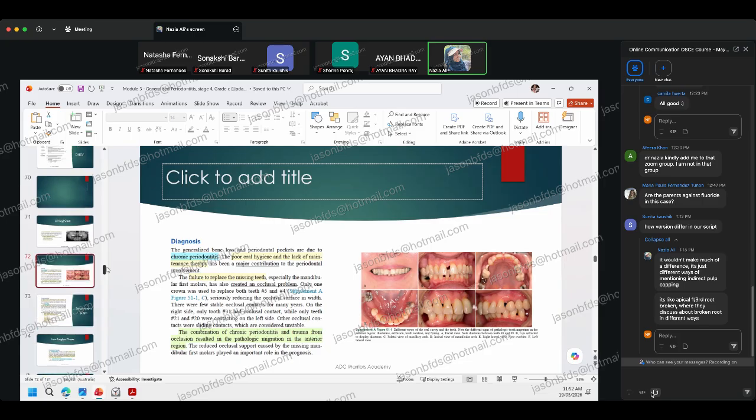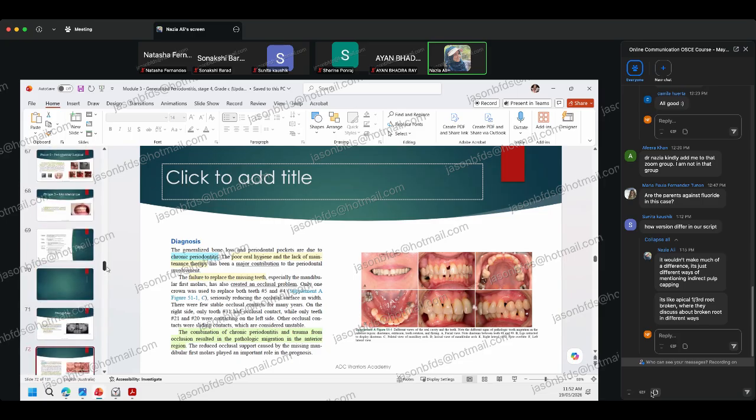And health promotion is completely in line with the patient's general health. So diabetes is extremely important. This patient is diabetic. Any question?